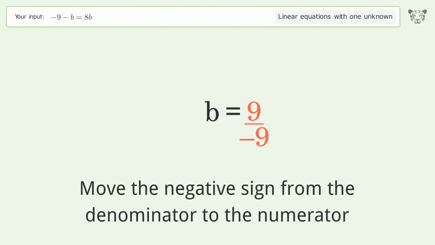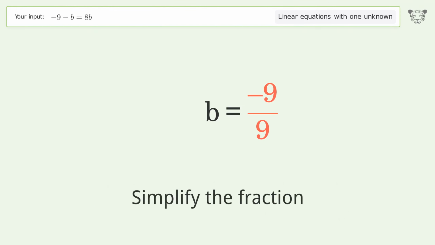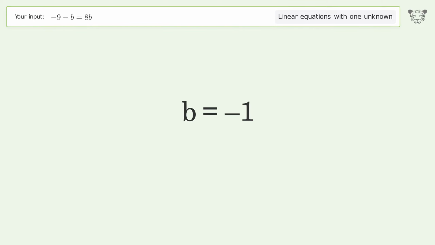Move the negative sign from the denominator to the numerator. Simplify the fraction. And so the final result is b equals -1.